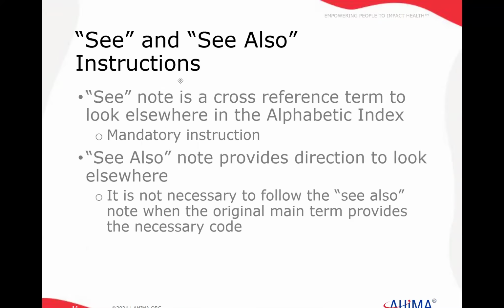See and see also. You'll also see these terms, not trying to be funny here, in the code books. What does this mean? What's the difference between see and see also? See is a mandatory direction telling you that you have to go and look at whatever it's referenced in the alphabetic index. See also provides direction to look elsewhere. It's not necessary, but you may want to see also just to confirm that you're on the right coding path.